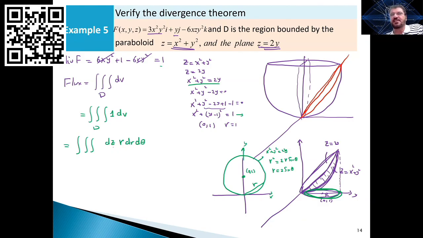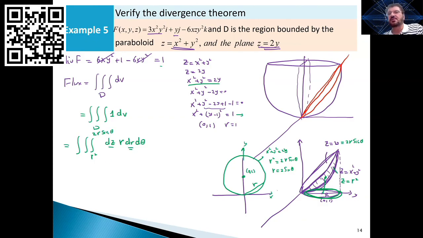Okay, now how about z? This is z, the bottom one. If you stand here and you look up, you're going to cross here at z equal x squared plus y squared, which is r squared. So z is from r squared up to z equal to 2y. Y is r sine theta, so this is up to 2r sine theta. That's the top one for z.